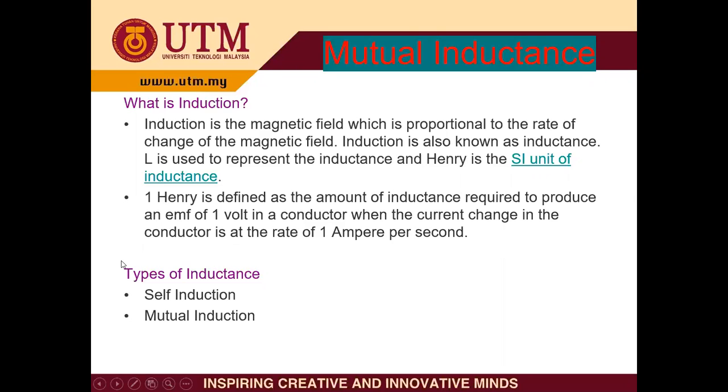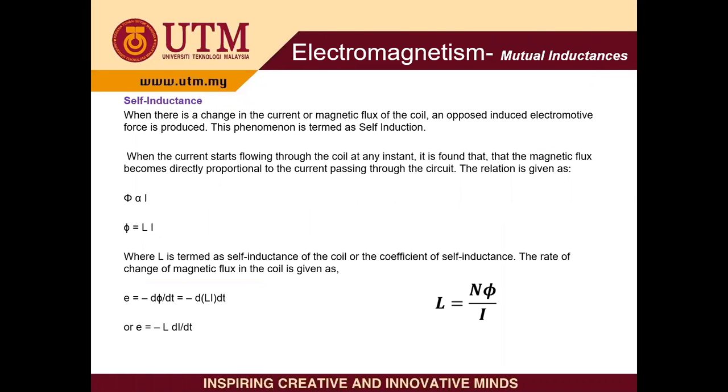And there are two types of inductance. The first one is self-inductance, and the second one is mutual inductance. So what is self-inductance? When there is a change in the current or magnetic flux of the coil, an opposing induced electromotive force, which is voltage, is produced. And this phenomenon is termed self-inductance. This statement reflects this.